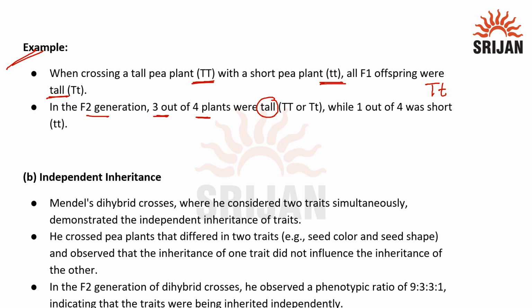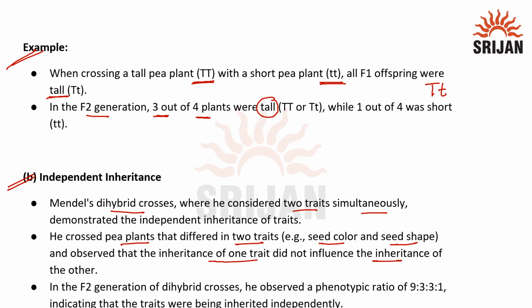Now talking about the next part, that is independent inheritance. Mendel did a dihybrid cross in which he considered two traits at the same time and demonstrated that these traits are inherited independent of each other. So he crossed pea plants that differed in two traits, for example seed color and seed shape, and observed that inheritance of one trait did not influence the inheritance of the other trait.